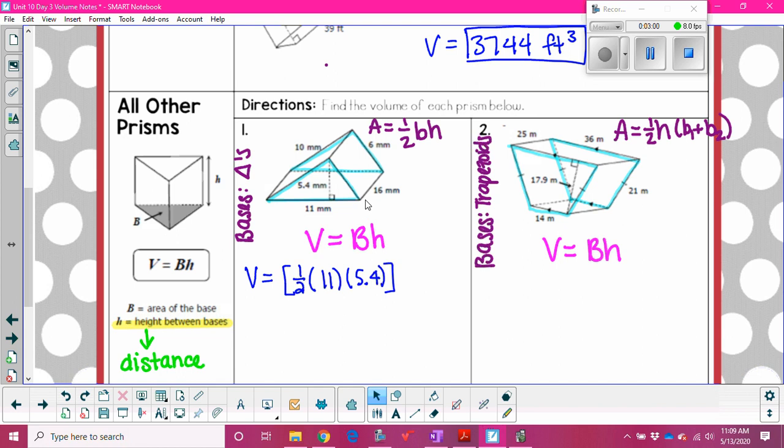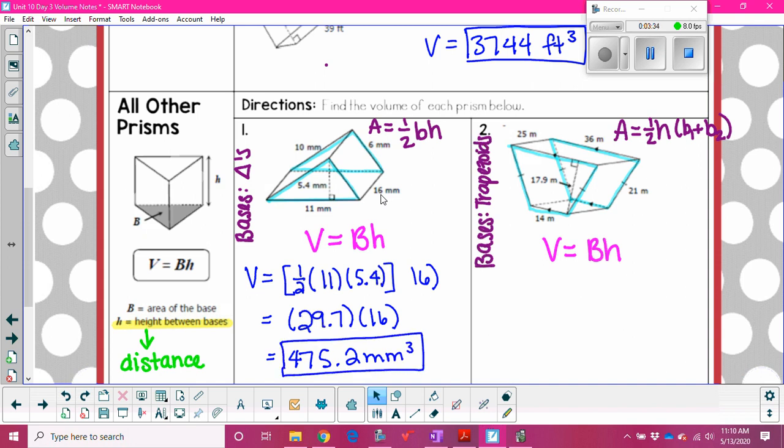Now, talking about the height, that is just the distance between the two bases, so that will be 16. Okay, so the area of that triangle, if I plug that into the calculator, is 29.7. And we'll multiply that by 16. And you should get 475.2 millimeters cubed. Pause the video and work number 2.